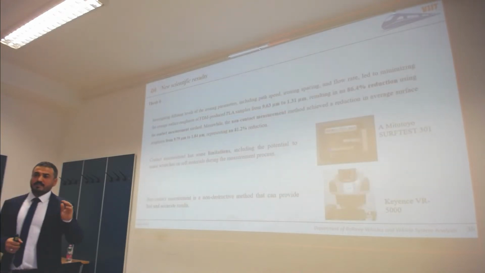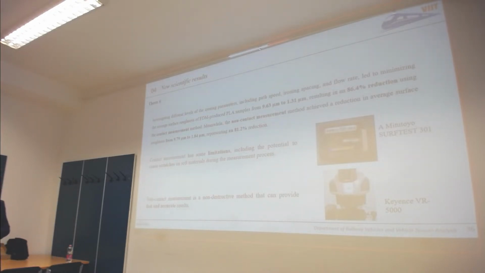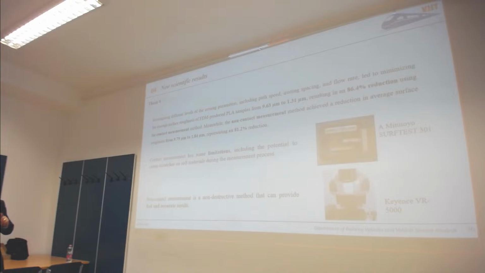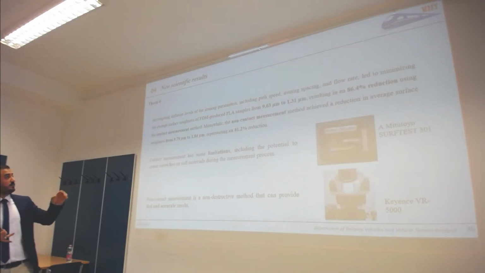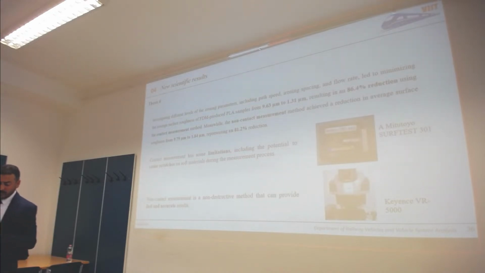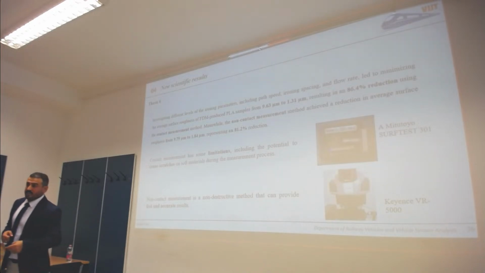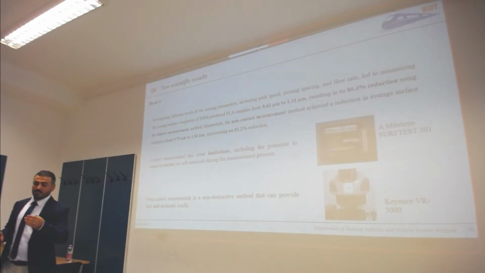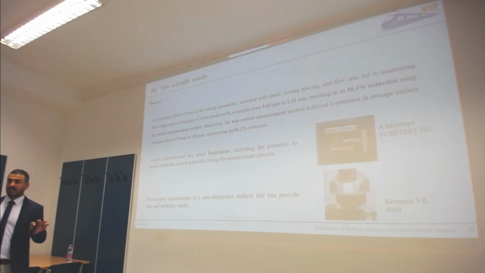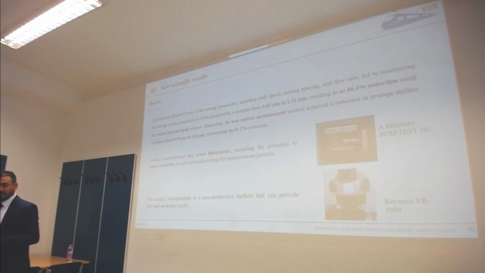So after investigating each parameter independently, I also minimized the overall surface roughness, about 86.4% reduction using the contact measurement method, and about 81.2% reduction using the non-contact measurement method. I also found that the contact measurement method has some limitations. It includes the potential to cause scratches to soft materials like plastics and polymers. Also, I found that non-contact measurement methods can provide very fast and accurate results.